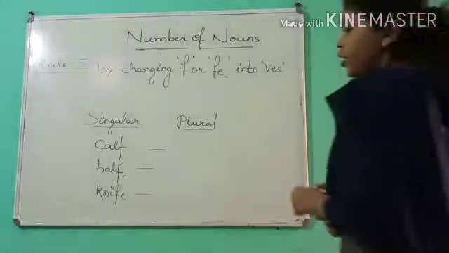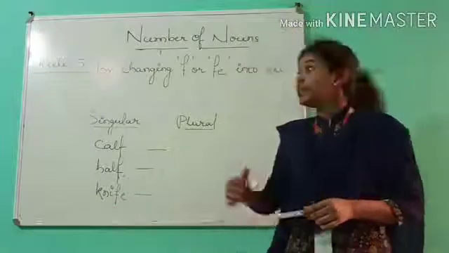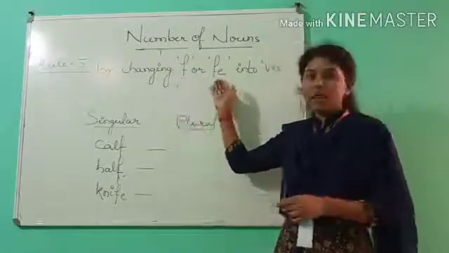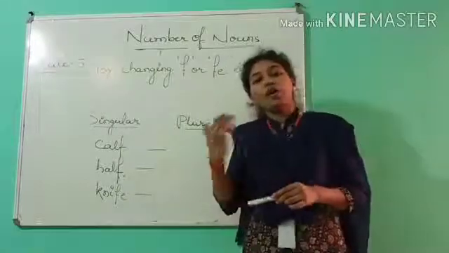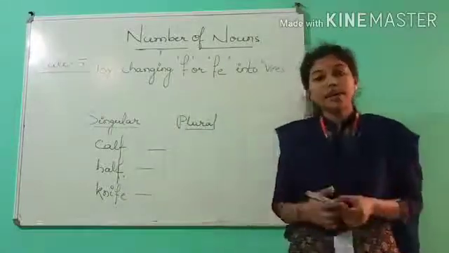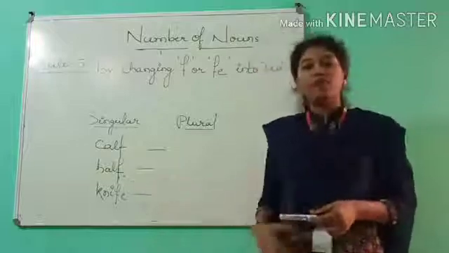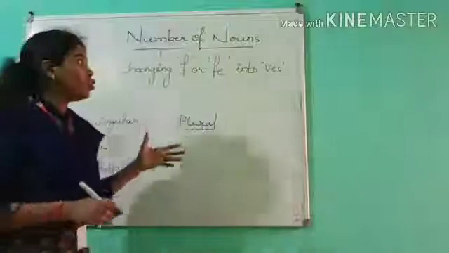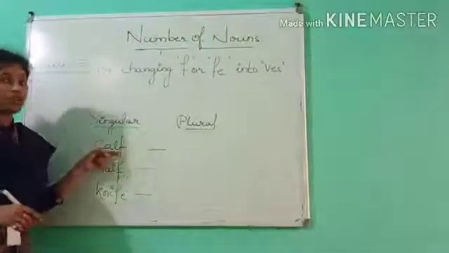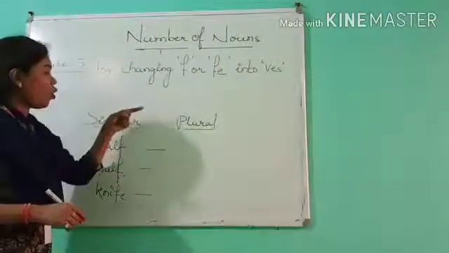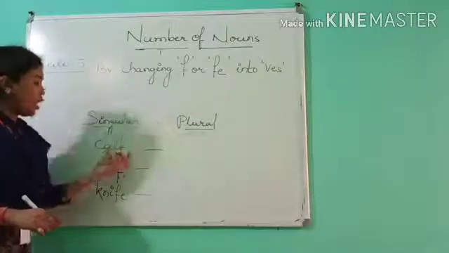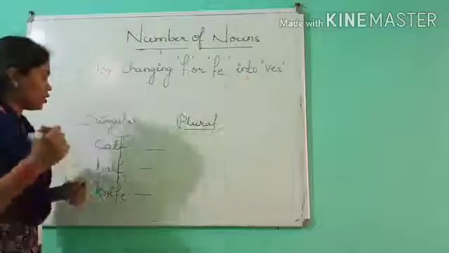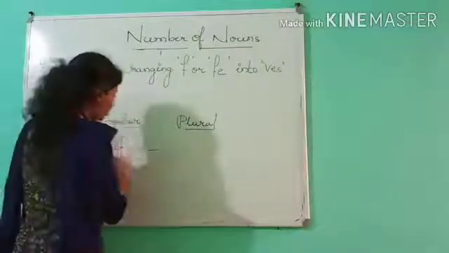What is this rule number 5? Rule number 5 says that if the word has F or FE, instead of that F or FE, we need to add VES. For example, calf, CALF. So what is this rule talking about? The rule says that if the last alphabet is F or FE, then we need to add what? VES. Now let us change and see what will be the new word or the plural form.